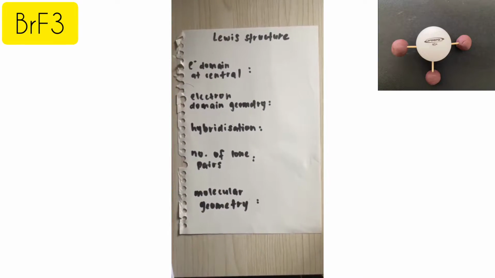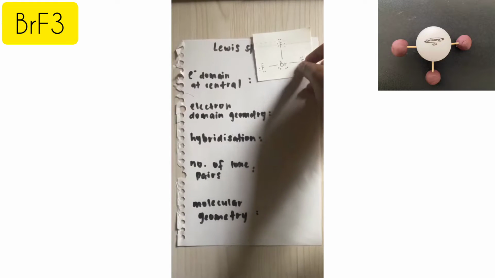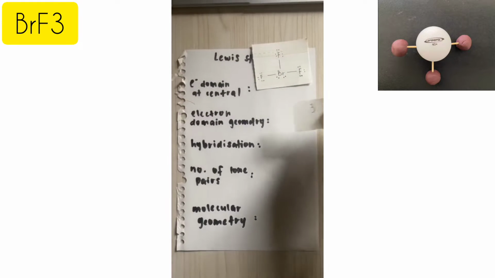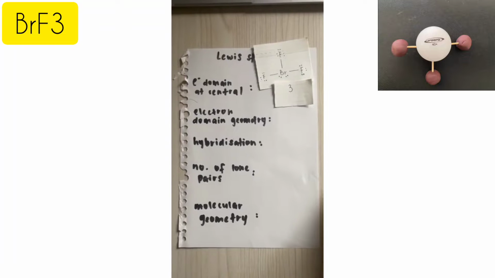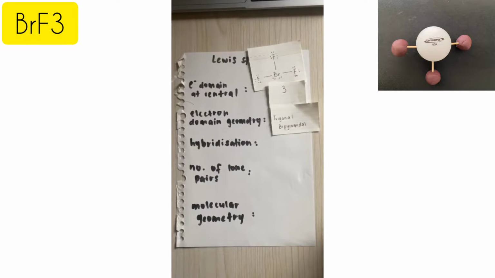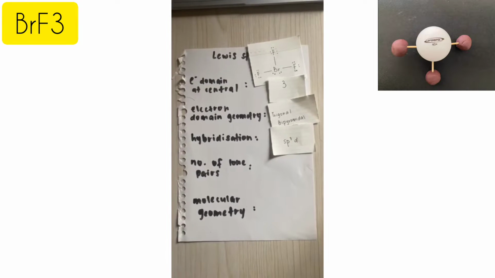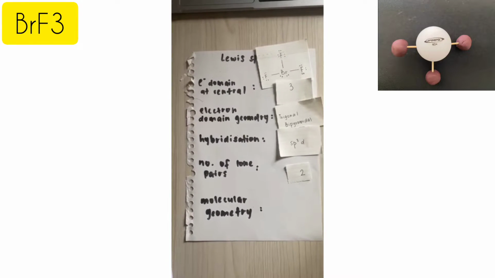So for BrF3, the Lewis structure is, the electron domain at the central atom is, the electron domain geometry is, the hybridization of BrF3 is, number of bond pairs, and lastly the molecular geometry of BrF3 is.